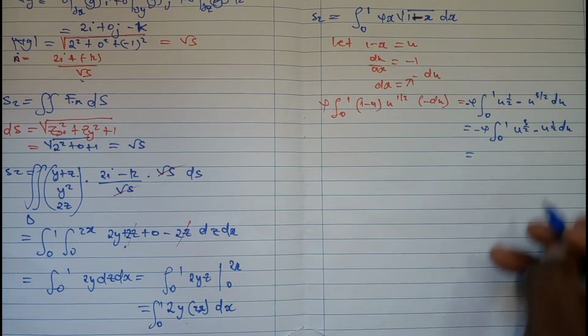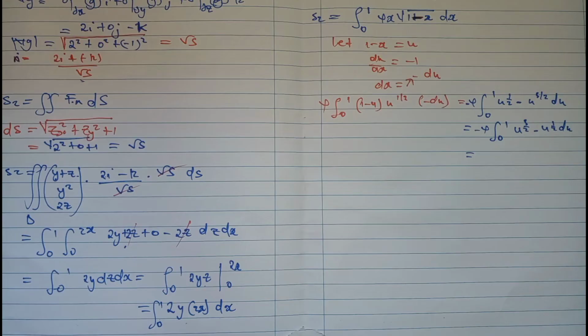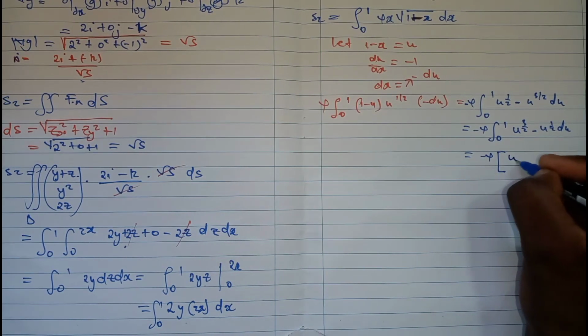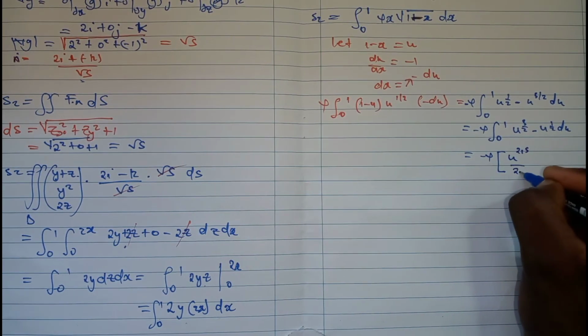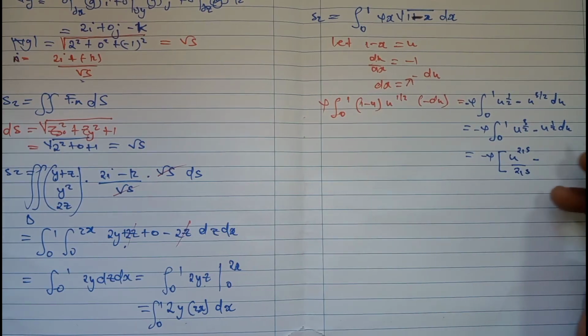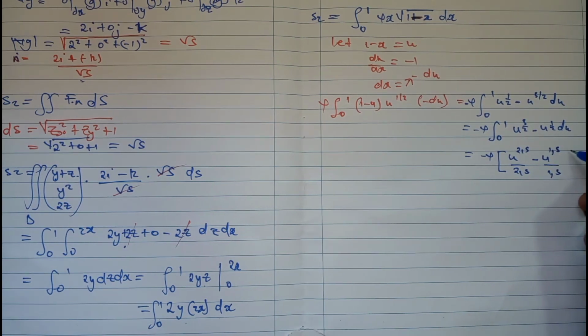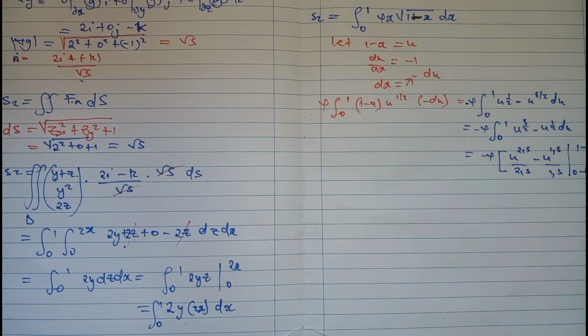Okay, if we integrate, we're going to add the power. So if we say 3 over 2 plus 1, okay, we're going to have 5 over 2, or 2.5. So we're going to have negative 4 here. I have u to the power 2.5 divided by 2.5 minus u to the power 1.5 divided by 1.5, from 0 to 1, like this.